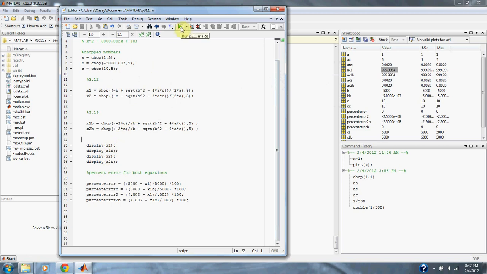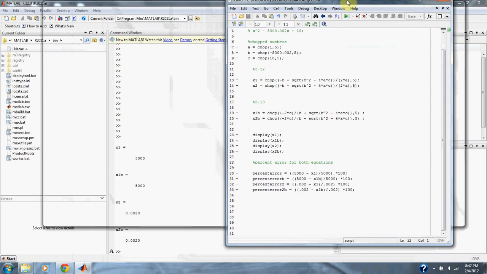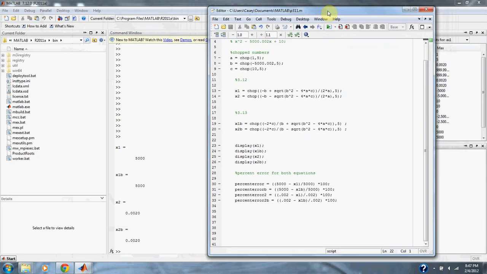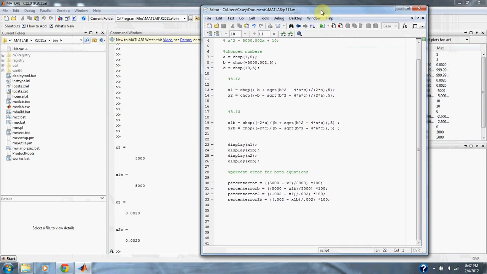So here we receive our results of our quadratic equation. The roots are 5000 and 0.002. And this is true for both equations, both quadratic equations.